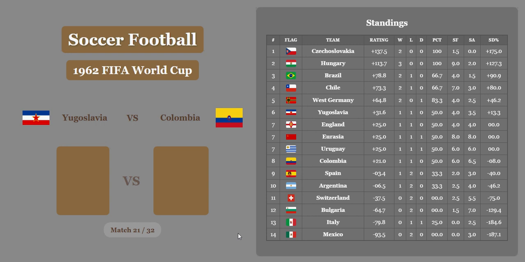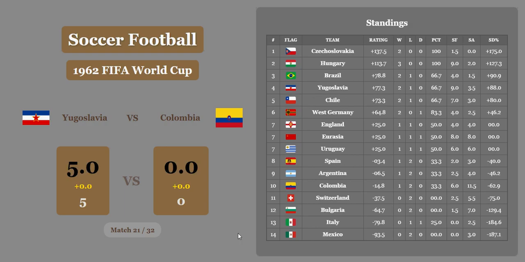Yugoslavia versus Colombia. Yugoslavia with a huge win, 5-0. And they're in 6th. Let's see how much that moves them up. That moves them up into 4th. Now they're in contention all of a sudden.